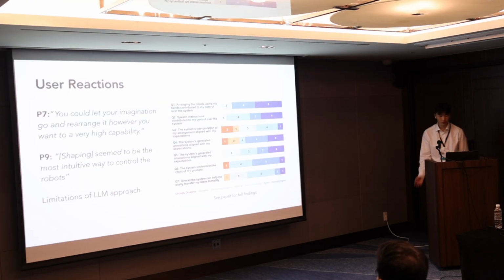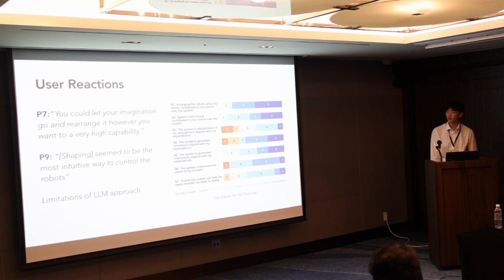Users also really appreciated this input method of shaping. For example, participant 7 said, "You could let your imagination go and rearrange it however you want, a very high capability." And participant 9 said that shaping seemed to be the most intuitive way to control robots. However, I think the use of LLMs did limit users in some cases, especially when the outputs didn't align with their expectations. It was hard to adjust and exert very discrete control of the system. We believe we should explore that in future work.